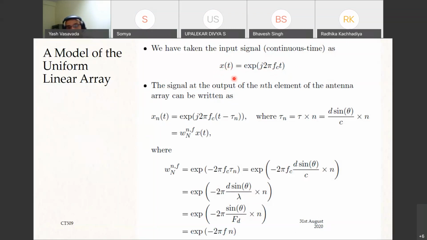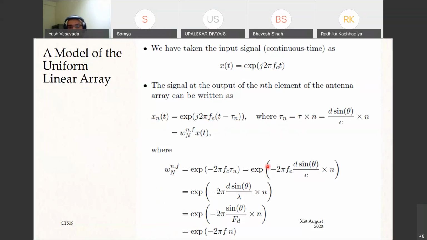But still, the expression of the signal at the output of the nth element of the antenna array takes a form which is very similar to what we had seen in the context of the discrete-time domain filter. Xn of t is given by a complex exponential of 2 pi fc (t minus tau n), where tau n is nothing but n times tau, because there are n such delays that have happened.